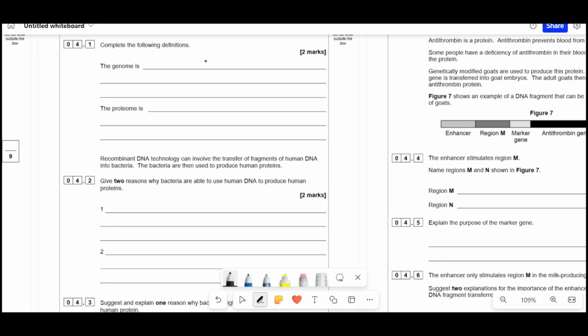So now it says complete the following definitions. The genome is the complete set of genes in a cell or organism. And the proteome is the range of proteins a cell can produce. So it's very important you understand these definitions. It's referring to just the proteins that this one particular cell can make. So for example, a stomach acid cell makes stomach acid, whereas a bone cell doesn't. So the proteomes would vary.